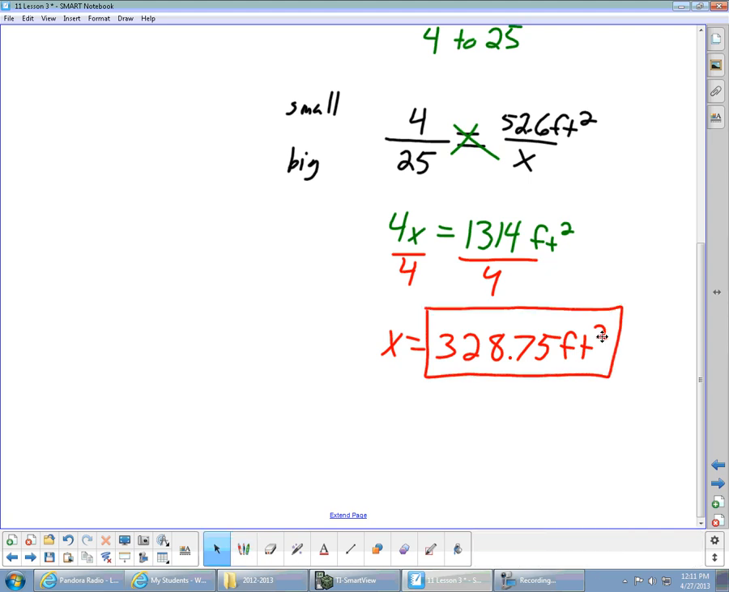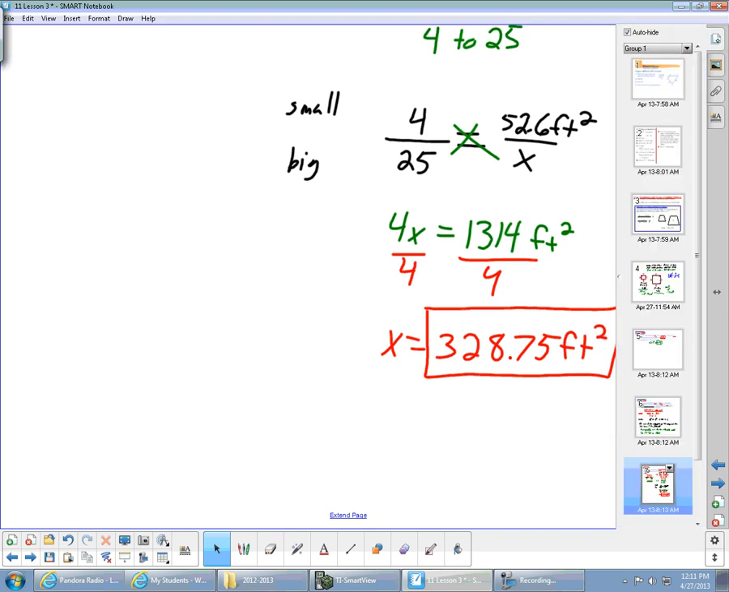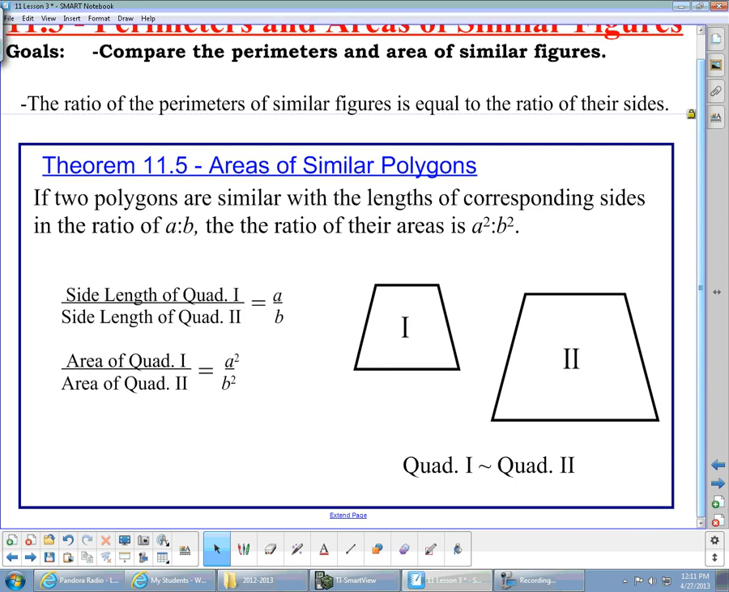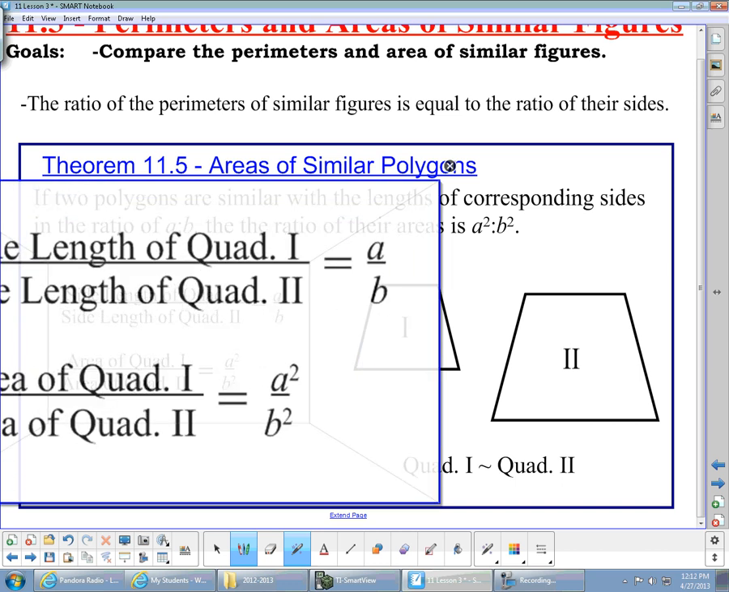And so there you go. There's the lesson on area and perimeter and area of similar figures. The main concept, and we'll just go back to it quickly here, is this theorem here, that if the ratio of their side lengths is, let me just use this fun pen, and I'll do it like this. If the ratio of their side lengths is a to b, the ratio of their area is going to be a squared to b squared.